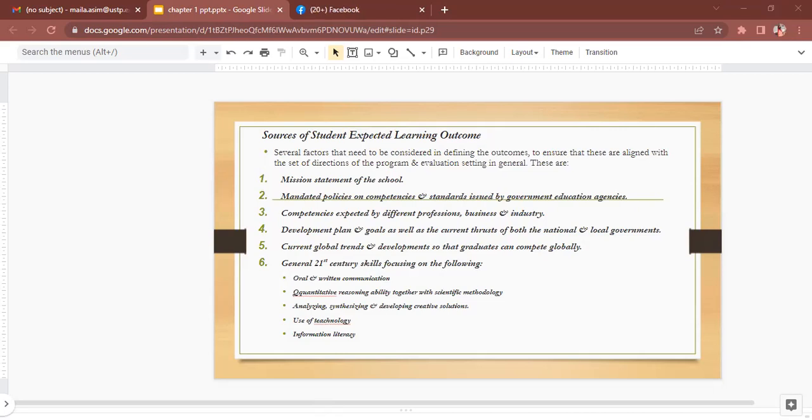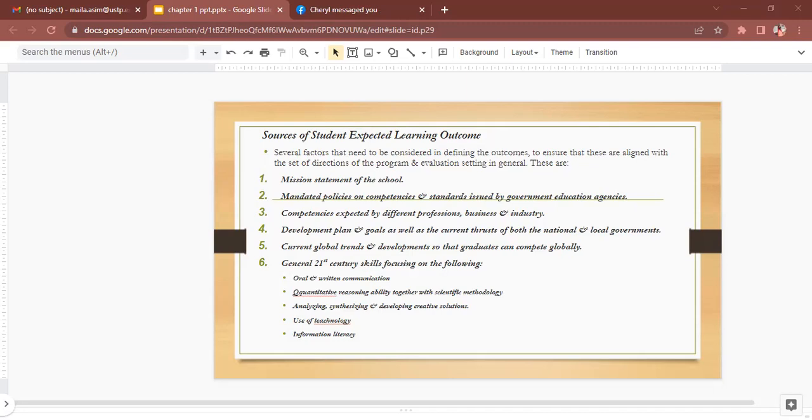Diba? Dili na ito mahibawan og unsay type sa students na kinahanglan na ito i-produce. Or unsay mission sa school para kaniya itong buhaton sa atong assessment and sa atong activities. Second one are the mandated policies on competencies and standards issued by government education agencies. Next is competencies expected by different professions, development plan and goals, as well as the current thrusts of both the national and local governments, current global trends and development so that graduates can compete globally.